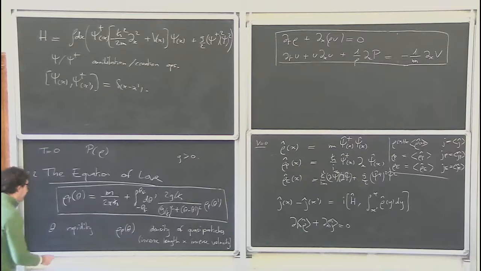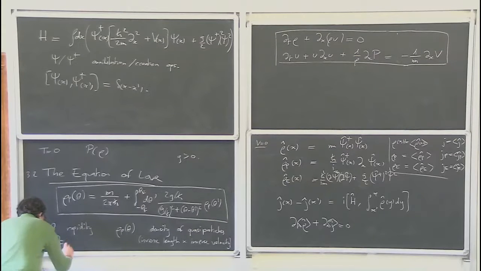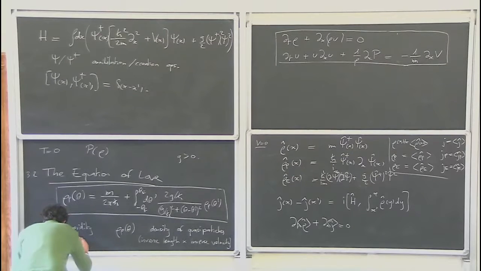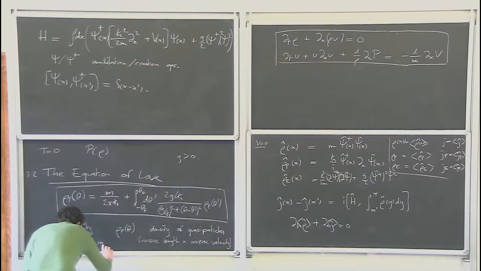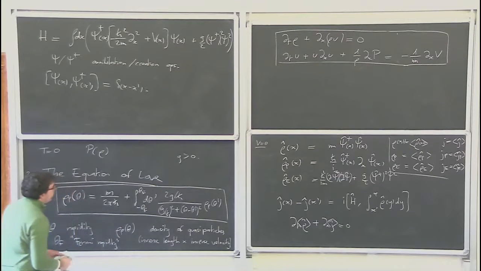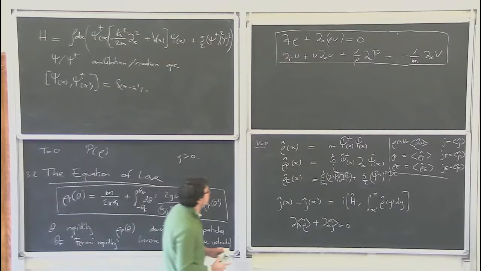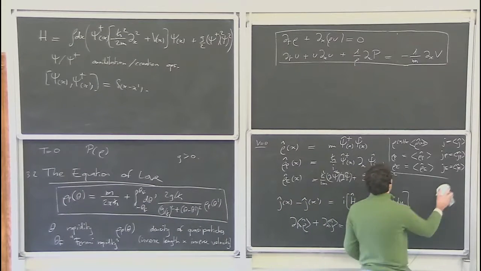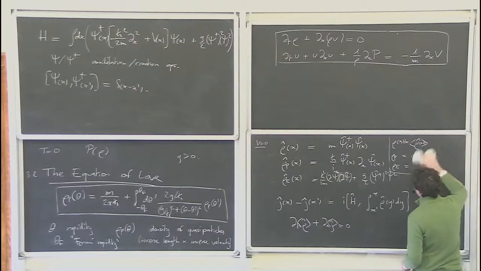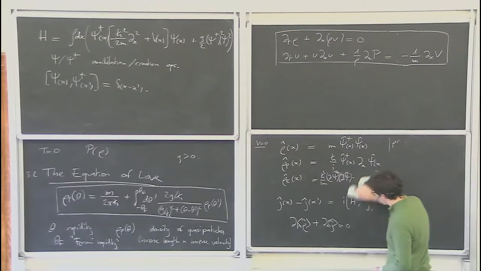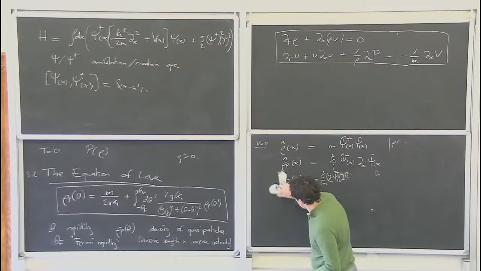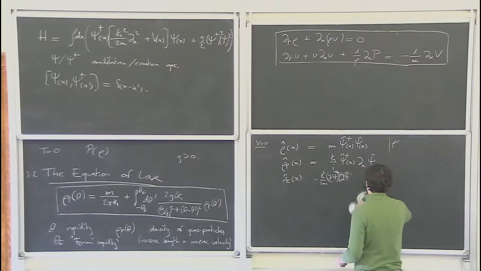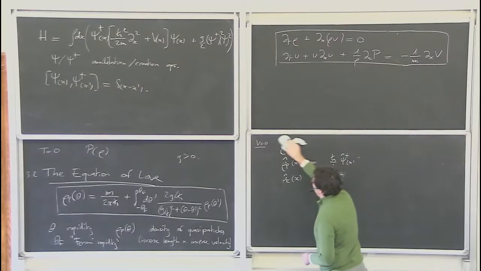And theta F, so F stands for Fermi, let's call it the Fermi rapidity. Okay, so I won't explain where this comes from, at least not today.